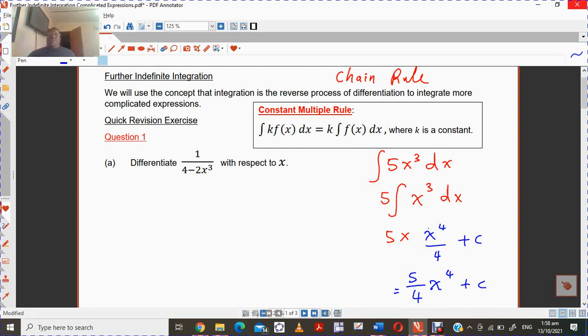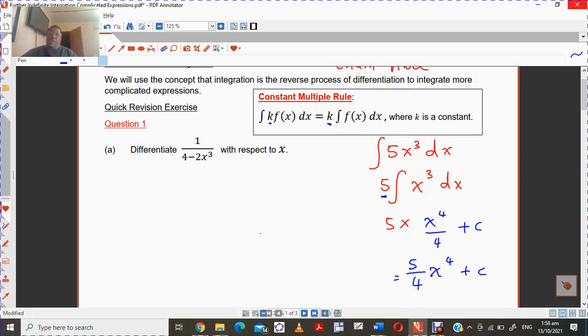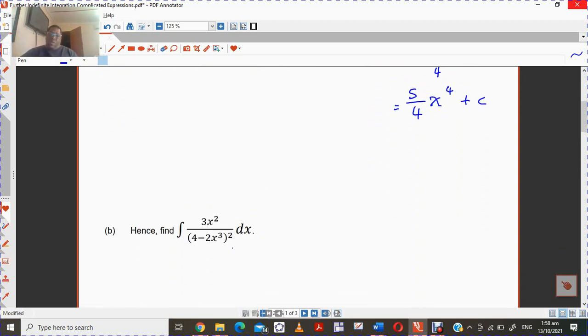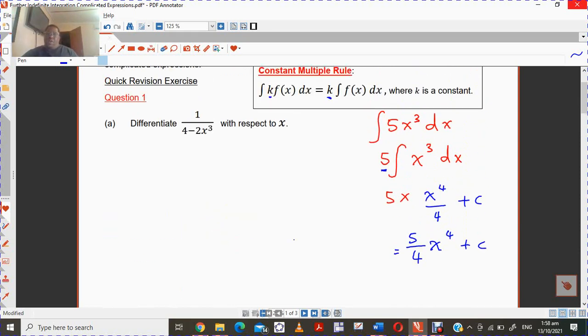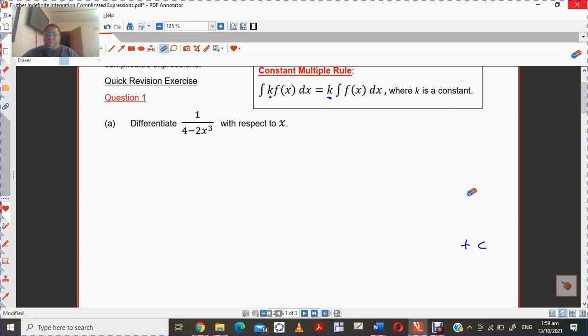So this is just something that I'm going to use at a later stage by pulling out our constant multiple, especially when we come across this b part where we now have to find the antiderivative of 3x squared upon 4 minus 2x cubed all squared. All right, so this is one of the things that I want you to quickly revise, and the chain rule is one of them. So if we look at the very first question, we are supposed to differentiate with respect to x what we have here.